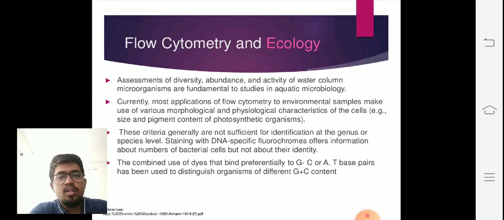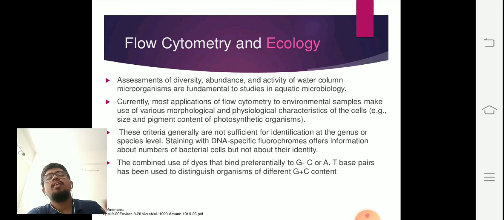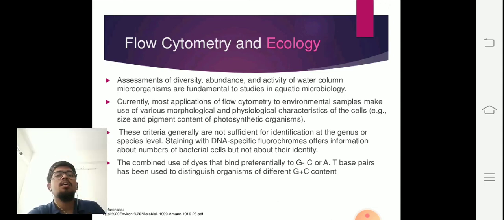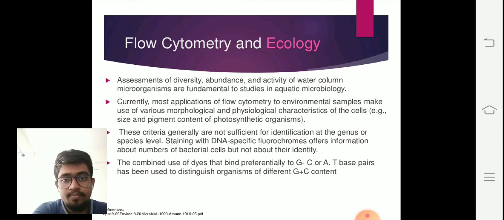So, guanine and cytosine is one kind of combination, and adenine and thymidine is one kind of combination of base pairs you could actually find. The combined use of dyes that bind preferentially to GC or AT base pairs has been used to distinguish organisms of different GC content. But you cannot actually identify which kind of cell it is. You can actually differentiate it and we distinguish based upon the different GC content available in each cell. That's how flow cytometry works under microbiological ecology.